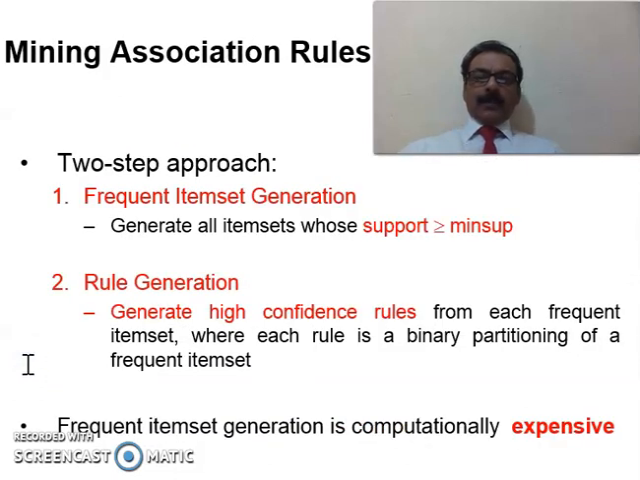Now, mining association rules is done in two steps, which we have already discussed in my previous video. Those steps are frequent item set generation and rule generation. In frequent item set generation, generate all item sets whose support is greater than or equal to minimum support. In rule generation, generate high confidence rules from each frequent item set, where each rule is a binary partitioning of a frequent item set. One of the difficult tasks is always frequent item set generation, and we will see why in the upcoming slides. So we can say frequent item set generation is computationally expensive.